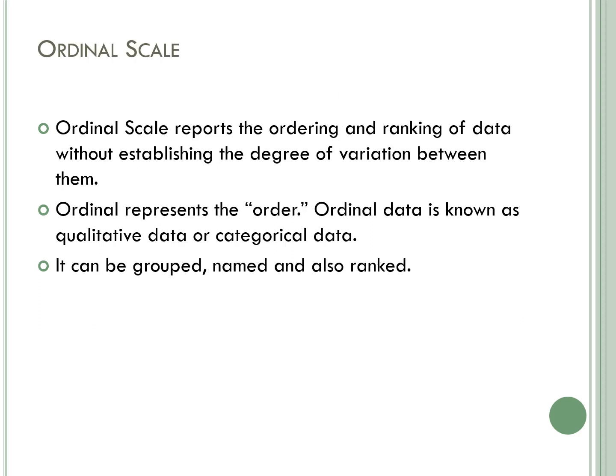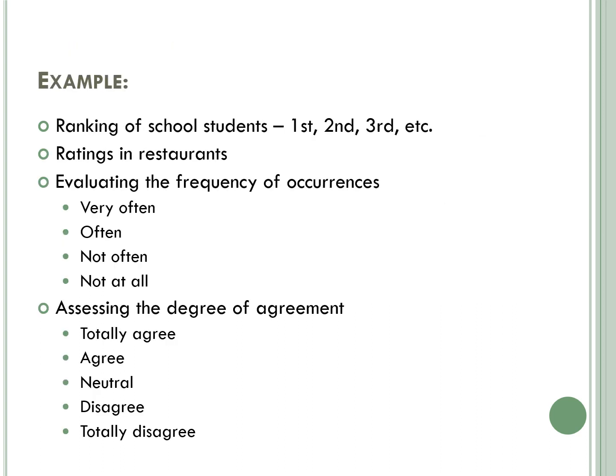Ordinal scale. Ordinal scale reports the ordering and tracking of data without establishing the degree of variation between them. Ordinal represents the order. The ordinal scale data is also known as qualitative data or categorical data. It can be grouped, named, and also ranked. For example, the ranking of school students, first, second, and third ranks, are examples of the ordinal scale.